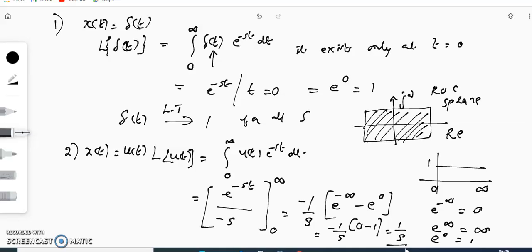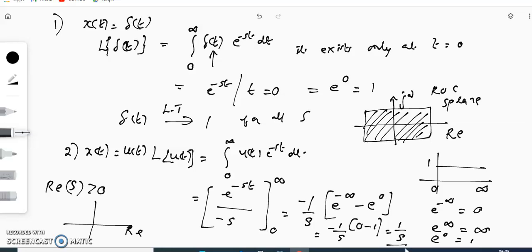Isn't it? So how do you find the ROC for all these cases? The simple thing is that you have to take the denominator, and the real part of the denominator should be greater than 0. Here, the denominator is s, isn't it? So the real part of s is greater than 0. That is the ROC.